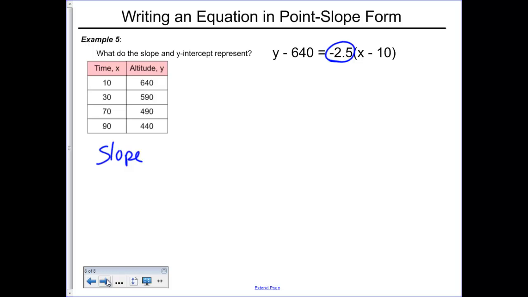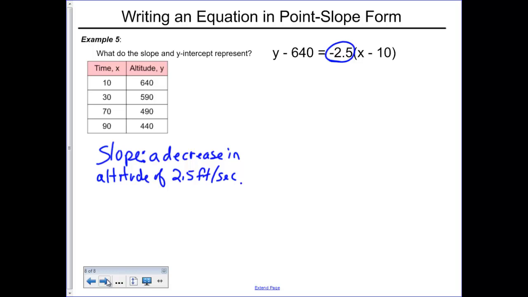So the slope is representing a decrease in altitude of 2.5 feet per second. So the slope is representing a decrease. I guess I should put a colon here. The slope is representing a decrease in altitude of 2.5 feet per second. So the balloon is actually descending.